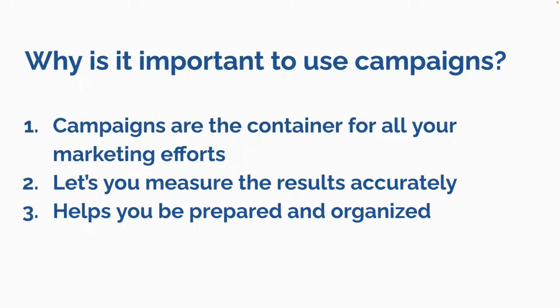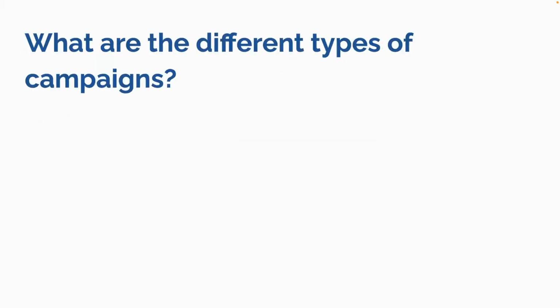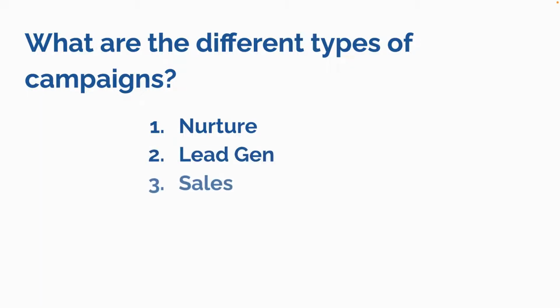It's important to understand the different types of campaigns because the different types of campaigns have a different purpose. They have a different end goal in mind. The different types of campaigns are the following. First, we have a nurture type, a lead gen type, a sales type, a follow up type, and then an internal type. And there's a general purpose for each of these campaigns.